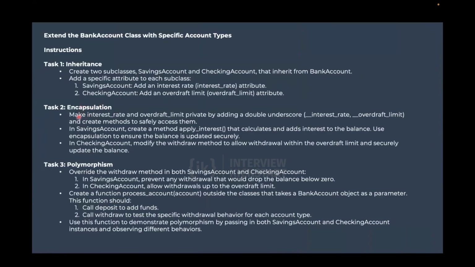So for the encapsulation part, make interest rate and overdraft limit private by adding a double underscore, and create methods to safely access them. In savings account, create a method apply interest that calculates and adds interest to the balance, using encapsulation to ensure the balance is updated securely. In checking accounts, modify the withdraw method to allow withdrawal within the overdraft limit and securely update the balance. Okay.